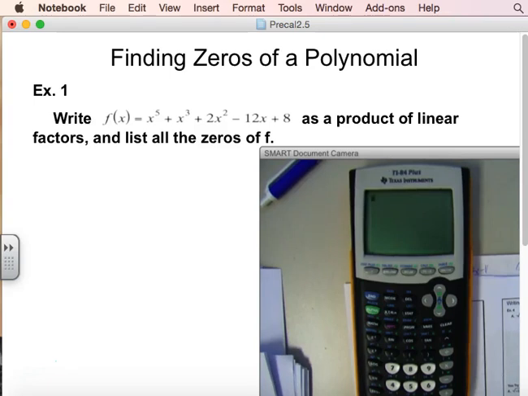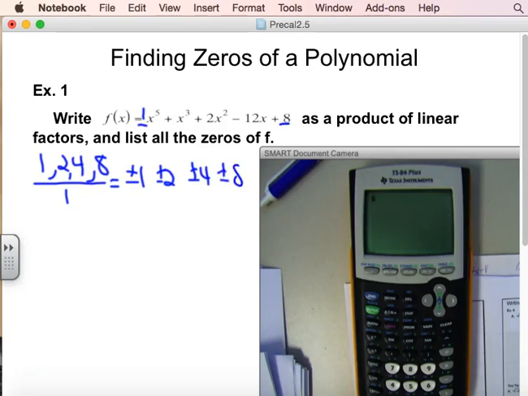All right, so first, right here we got this problem. We want to find the factors of this as a product. So we're going to write this as a product of its factors, meaning in factored form, and list all those zeros. First thing we need to do is figure out what are the possible zeros. Well, we've got 8 as the constant term, so the factors of 8 are 1, 2, 4, and 8. We write all those over the factors of the lead coefficient, which is 1. So of course that's positive negative 1, positive negative 2, positive negative 4, positive negative 8. So we have 8 possible zeros that could be rational zeros.